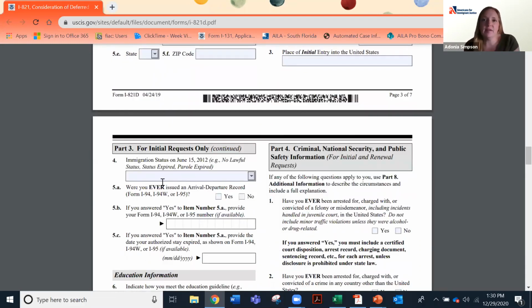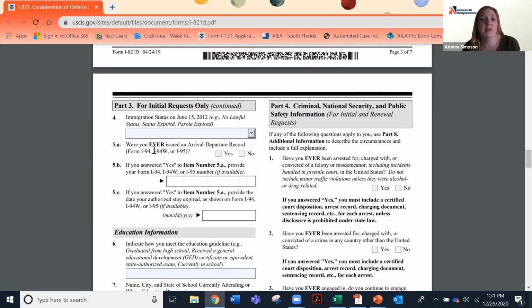All right, next, another eligibility requirement is that you did not have any lawful status on the date of the announcement of DACA, which was June 15th, 2012. So you want to confirm that you had no lawful status or you had an expired status, and it gives you some examples of what you can indicate here. If you did have status on that date, it is likely that you're not eligible for DACA, so make sure that you're talking to an attorney to confirm whether that's the case or not.